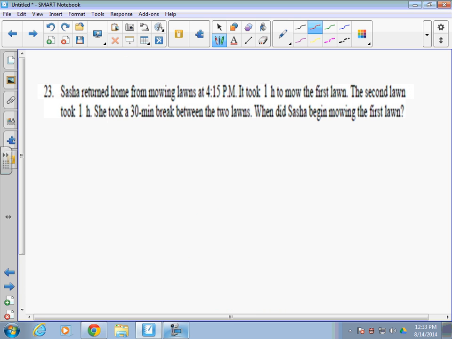Number 23 says Sasha returned home from mowing lawns at 4:15 p.m. It took 1 hour to mow the first lawn. The second lawn took 1 hour. She took a 30-minute break between the two lawns. When did she begin? Okay, so this one isn't really using any formulas. This one's just working backwards. I think she got home at 4:15. This is when she got home.